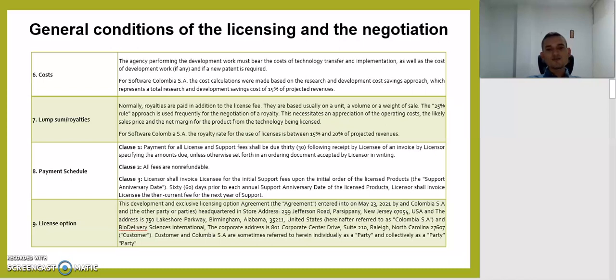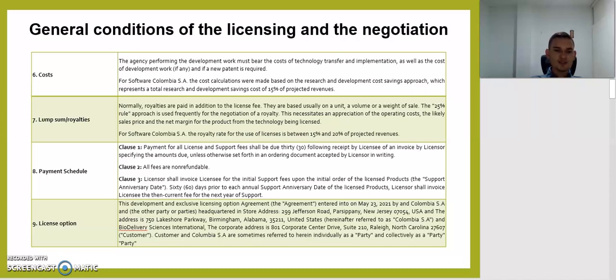Clause 1. Payment for all license and support fees shall be due 30 days following receipt by the licensee of an invoice by the licensor specifying the amounts due, unless otherwise set forth in the ordering document accepted by the licensor in writing. Clause 2. Fees are non-refundable. Clause 3. Licensor shall invoice licensee for the initial support fees upon the initial order of the licensed product.